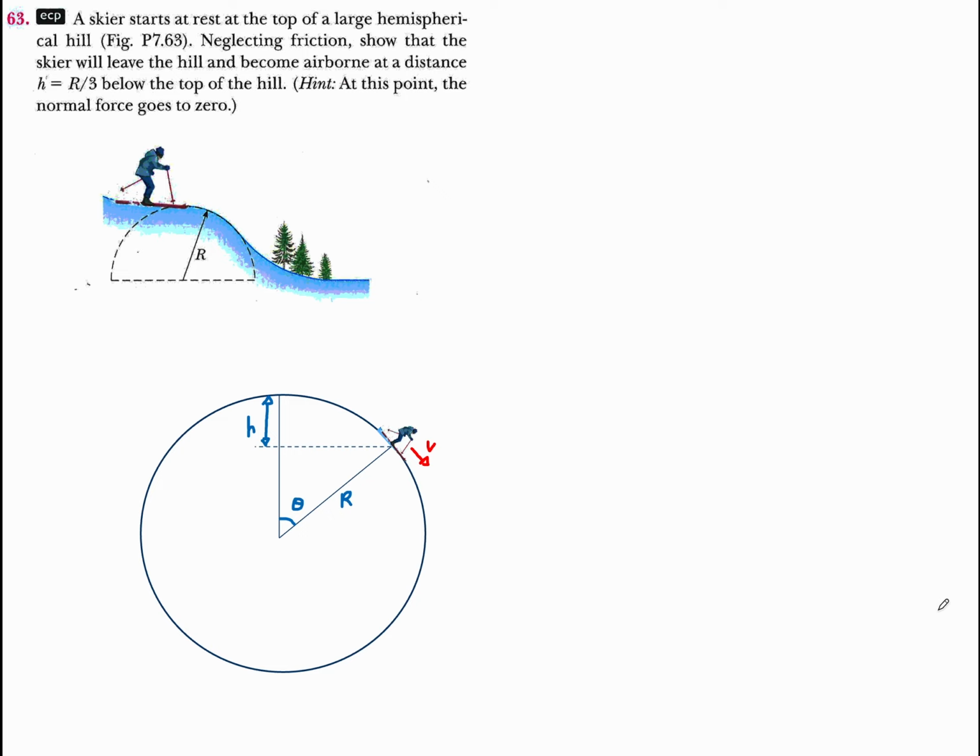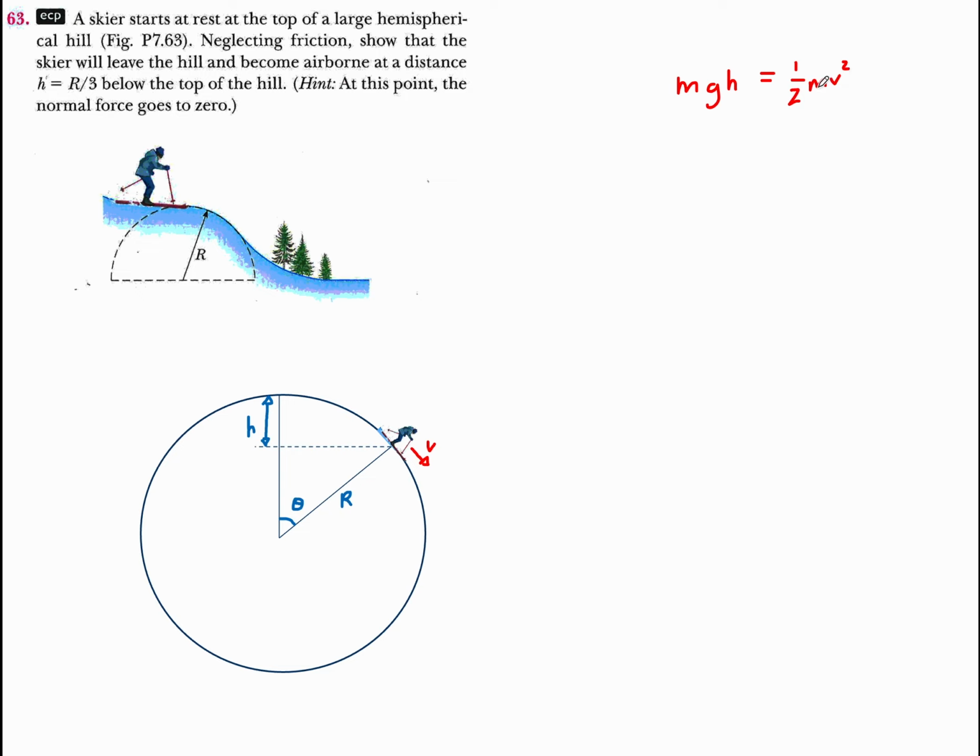So I've drawn below here a much larger one just to make it a little bit easier to visualize. The skier starts out from rest and gains speed as they fall through some height. So what can we immediately do? We can do a little bit of conservation of energy. So mgh equals 1/2 mv squared. No friction, so no energy loss. So pretty straightforward on that part.